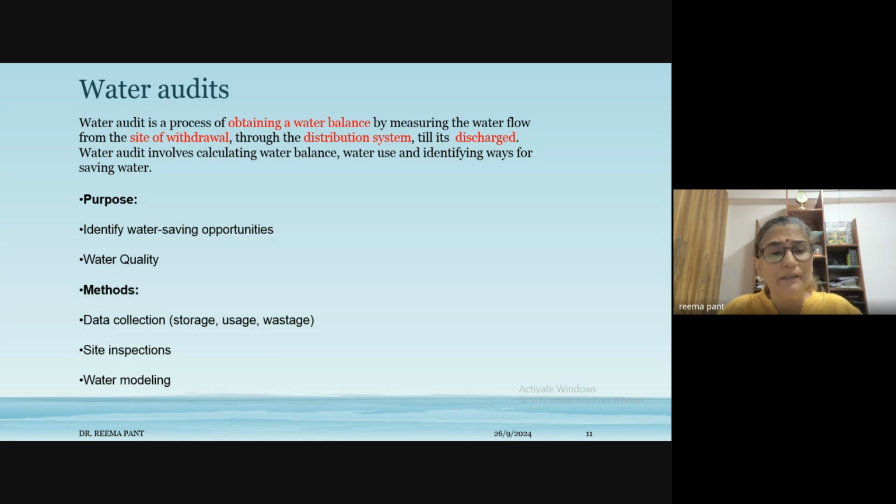So what are we doing here? The purpose remains identifying water saving opportunities. We also have to see the water quality, because sometimes in certain areas, water quality is a problem, and that problem needs to be addressed. And methods, of course, like the last one: data collection has to be done, where storage, usage, wastage, all need to be covered. Site inspections have to be done. And eventually, water modeling, you decide on a long-term strategy as to how you plan to manage your water in the long run. All right. So next.